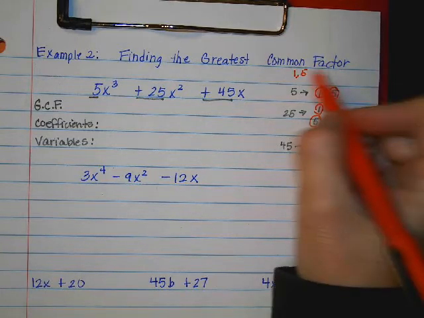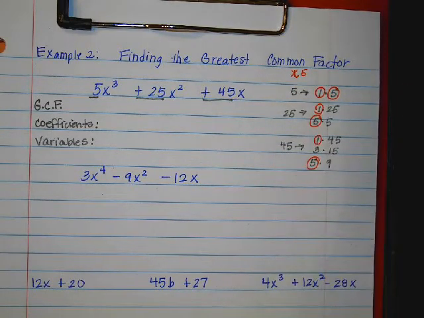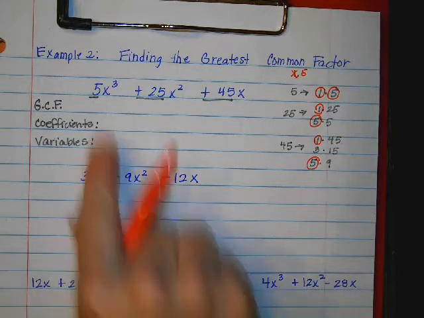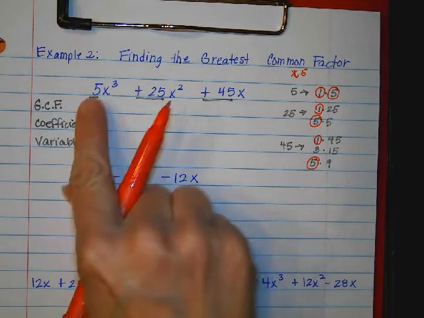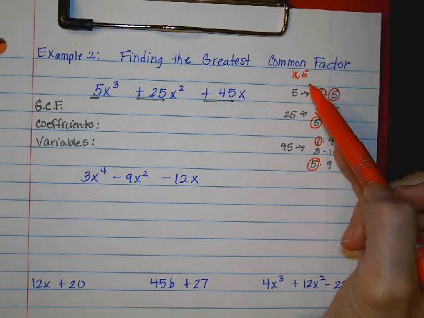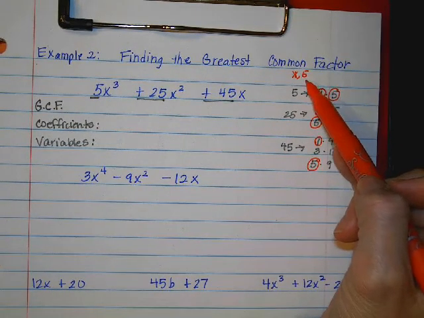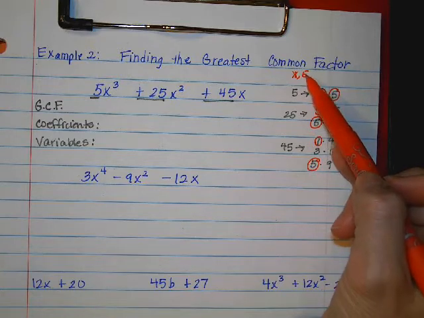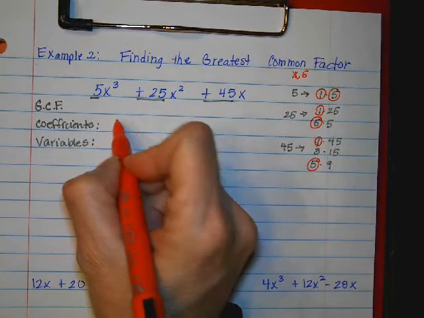Well, we'll never use 1 as the greatest common factor because if we divide by 1, we are right back where we started. If I divided all of these by 1, they'd still be 5, 25, 45. So outside of the number 1, the only number they have in common is 5. So their greatest common factor of the coefficients is 5.